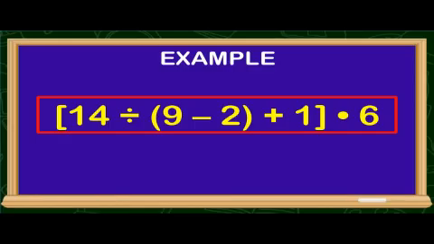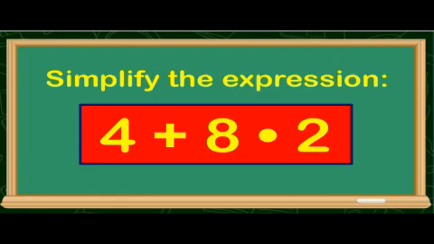14 divided by 9 minus 2 plus 1 times 6. 9 minus 2 is equal to 7. So 14 divided by 7 is equal to 2 plus 1 is equal to 3. 3 times 6 is equal to 18. Tama o mali?